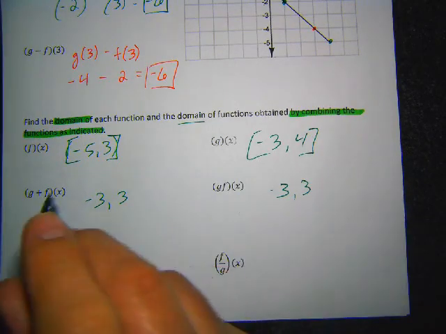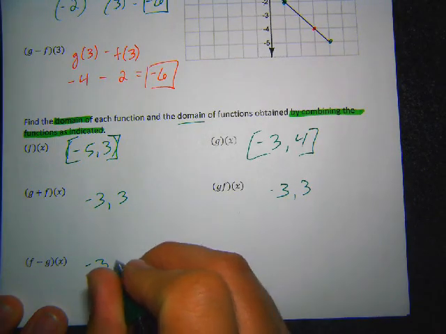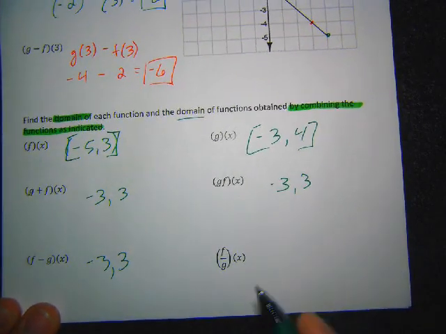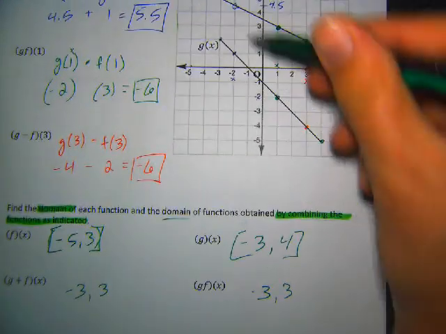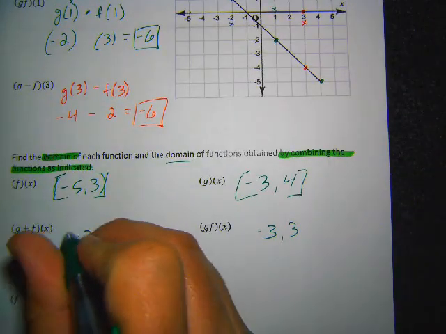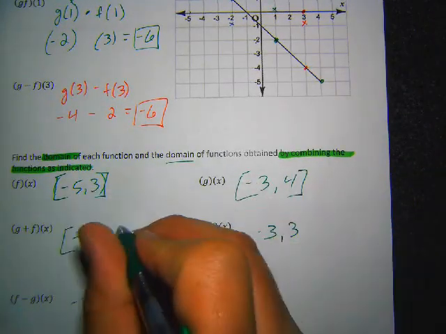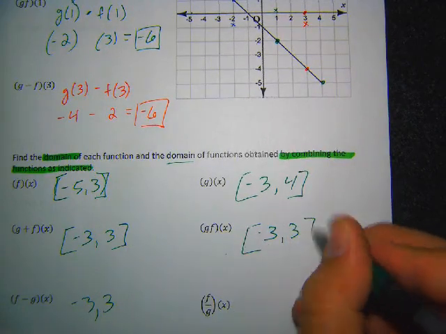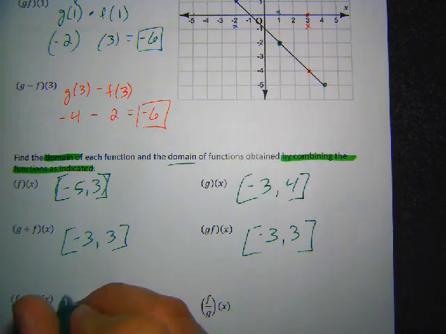And for addition, subtraction, multiplication, all those are always going to be the same, because you just have to have both exist. You have to have both graphs be real at those points, and that's all you're looking for. So we can go all the way down to negative 3, we go all the way up to 3 for all of these. So those ones are always going to be the same: addition, subtraction, multiplication.